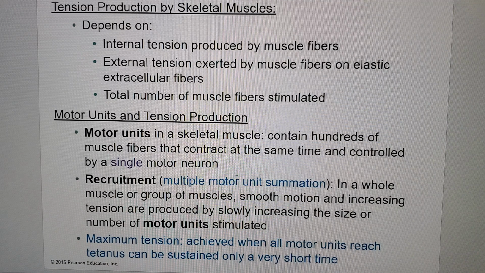In a whole muscle group or a group of muscles, smooth motion and increasing tension are produced by slowly increasing the size or number of the motor units stimulated. When all the motor units are reaching tetanus, it can only be sustained for a very short time. This is maximum tension. A muscle cannot maintain maximum tension over a long period of time.